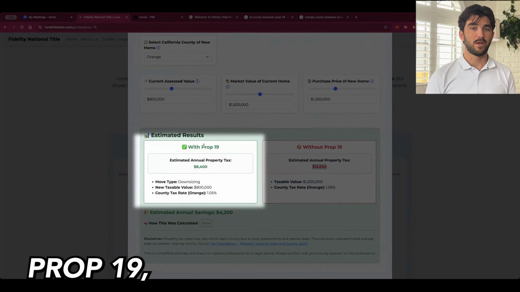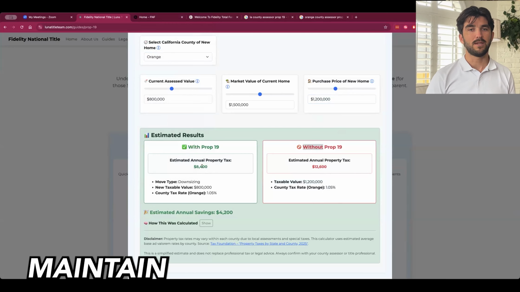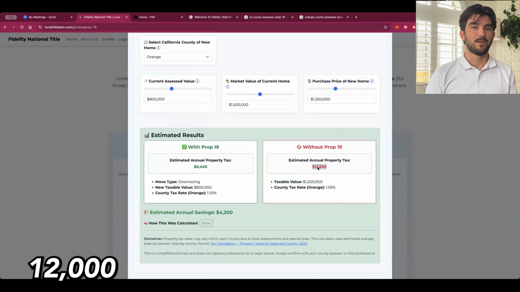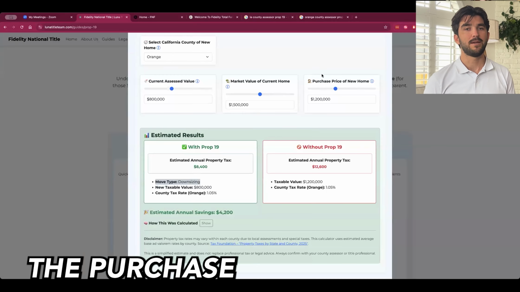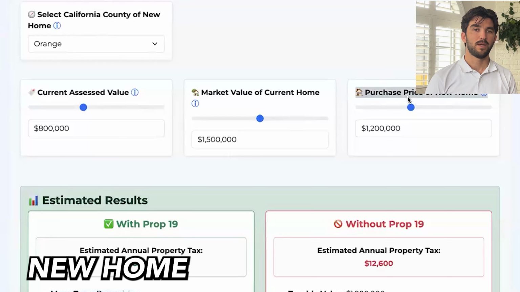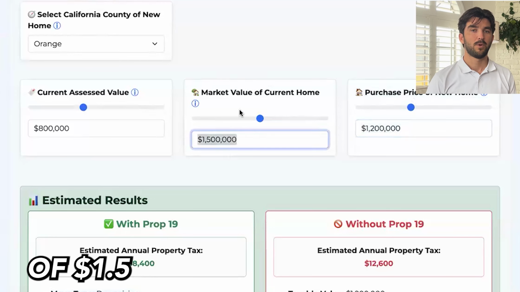And we can look at with Prop 19. The estimated annual property taxes we can see are quite a bit lower than without Prop 19. They're $8,400 relative to this $12,000 figure. We see that essentially they're downsizing. What this means is that the purchase price of their new home is less in value than the market value of their current home of $1.5 million.